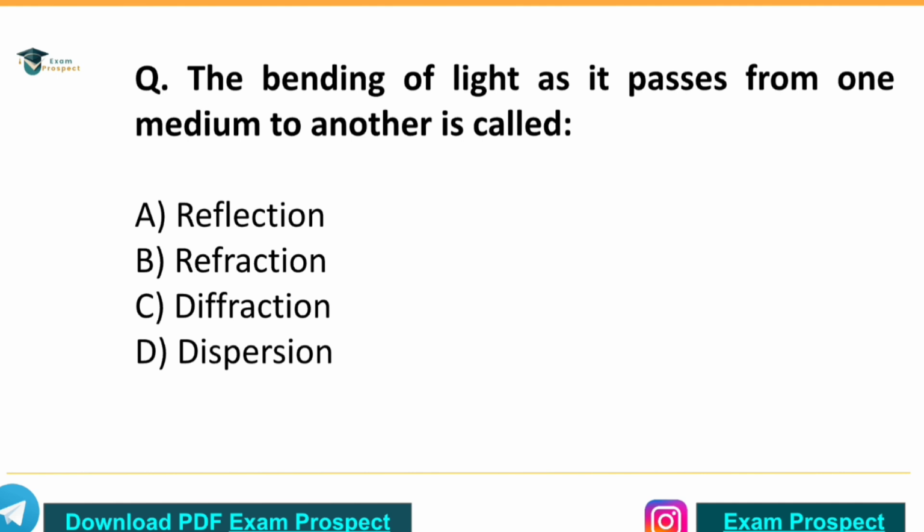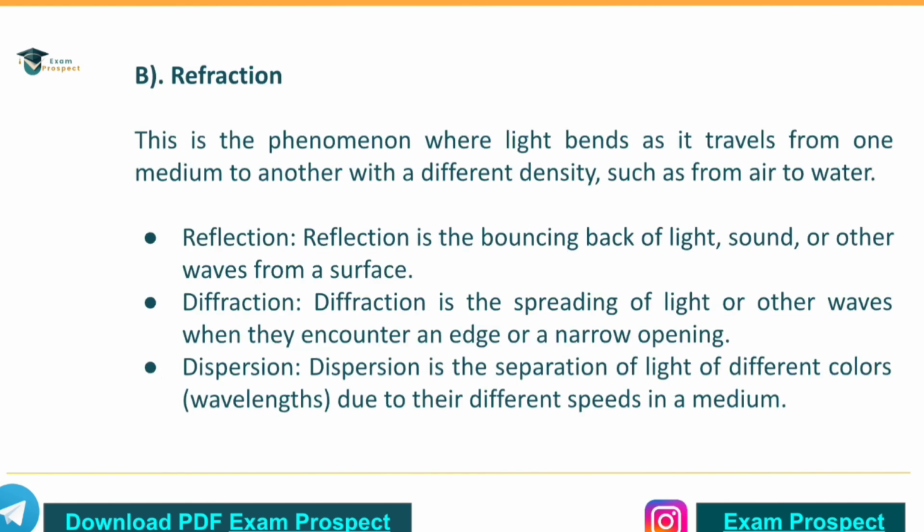Next question. The bending of light as it passes from one medium to another is called? Correct answer, option B, refraction. And this is the phenomenon where light bends as it travels from one medium to another with a different density, such as from air to water.